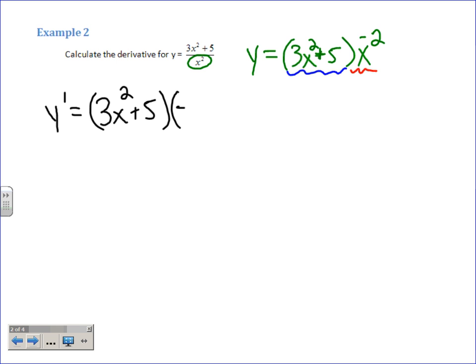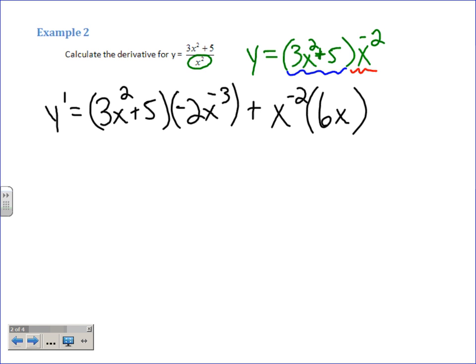So negative 2, I agree with that. X to the negative third, down a power, or subtract 1. If you're at negative 2 and you subtract another one, you're at negative 3. Very good. Plus, and then x to the negative 2, you can just write it down. Times what? Yeah, it's just 6x, because you take 2 times 3, 6x.